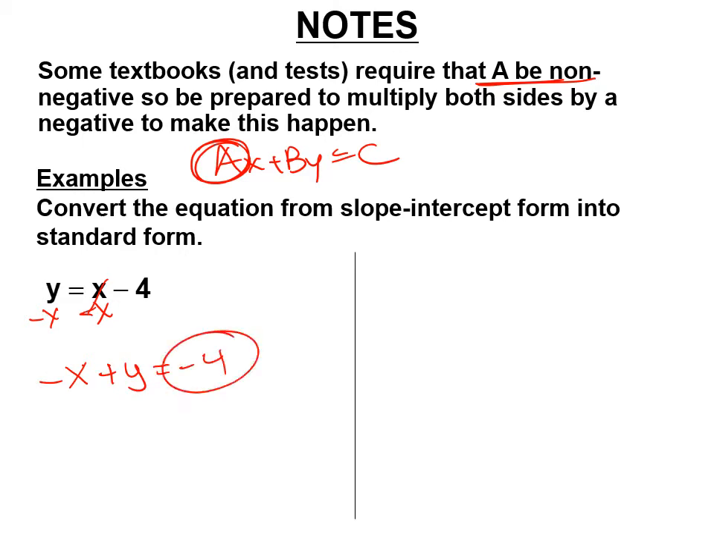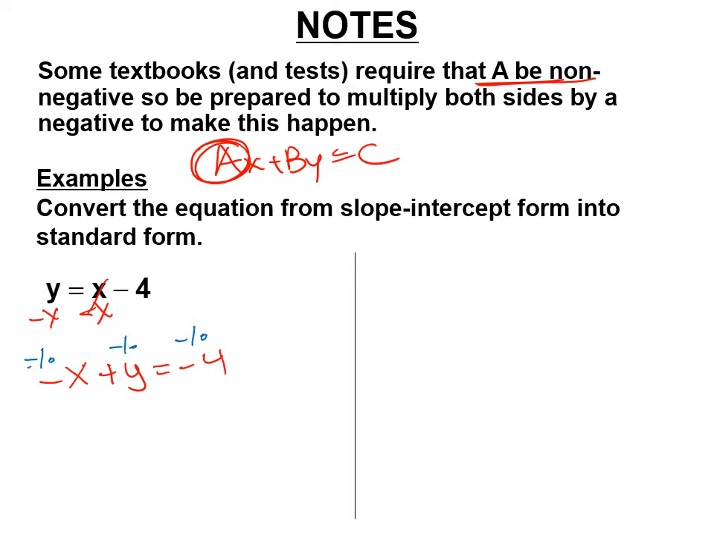We don't care about this negative 4 over there, but some people care that this is not negative. So how could we change everything to a positive? Well, we could do a lot of things. You could divide everything by negative 1. That will work. But I'm going to multiply everything by negative 1. Let's see if that works.